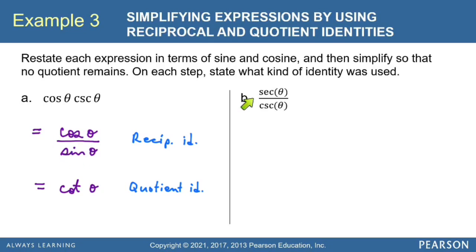Okay, now let's look at part B. So here we have secant of theta divided by cosecant of theta.